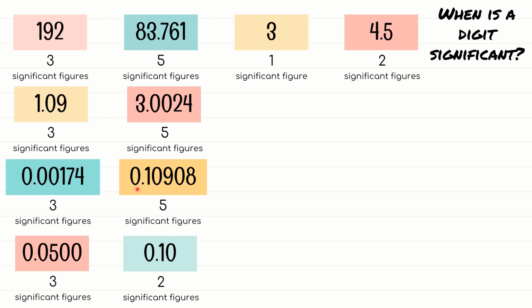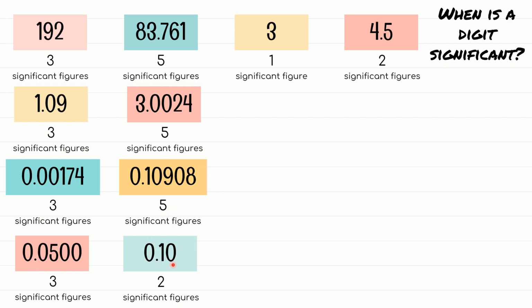Next, in the number 0.10908, it is a decimal number. This started off with 0. We do not count this 0 as significant. We only start counting from this 1 over here. So this is 1 significant figure, 2 significant figures, 3 significant figures, 4 significant figures, and lastly 5 significant figures. Hence our answer would be 5 significant figures.